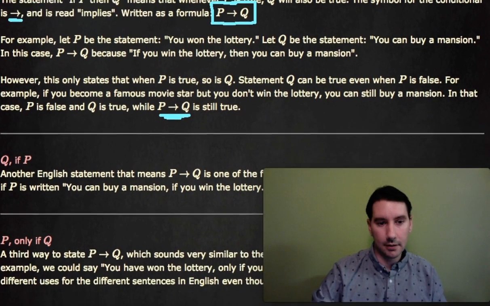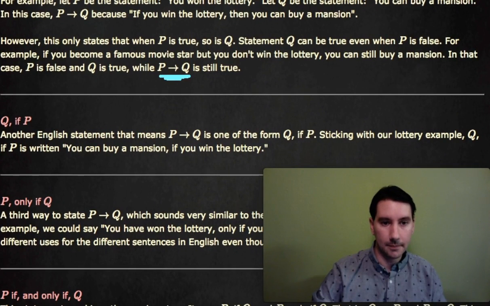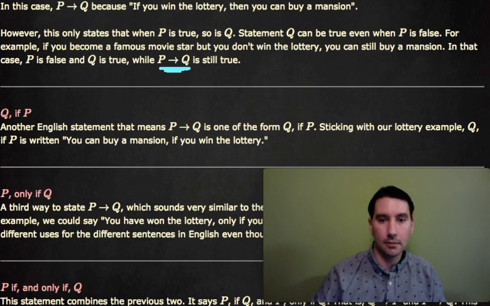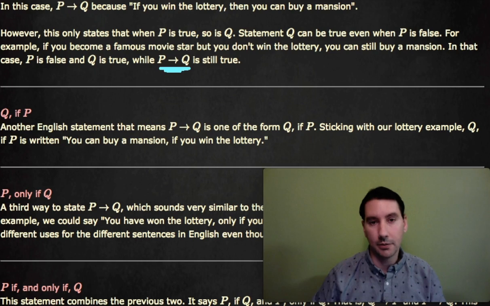Another way to say this is Q if P. It means the exact same thing. So you could buy a mansion if you win the lottery means the same thing as if you win the lottery, then you can buy a mansion. It's just a different way to phrase it in English.